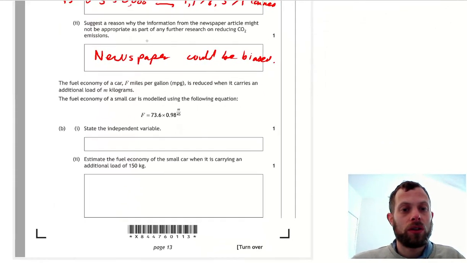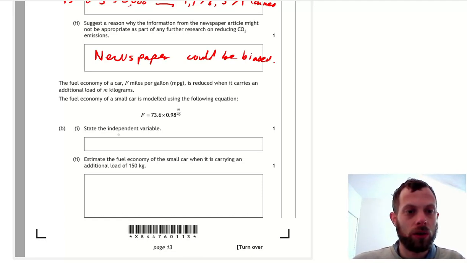So here we've got this little equation for a mathematical model, and we are asked to state the independent variable. Now the independent variable is what the other variable is the result of. So we imagine that the fuel economy of the car depends on the load. So we say that the independent variable would be the load. And that's M in our equation.